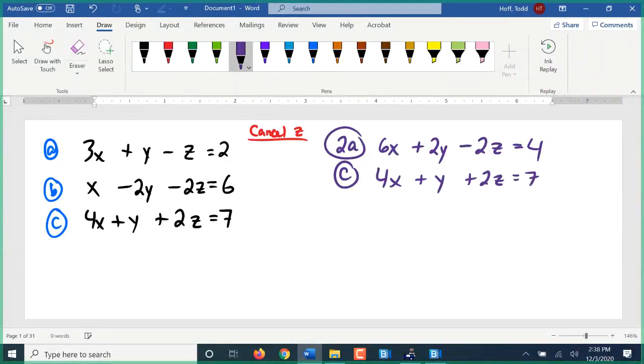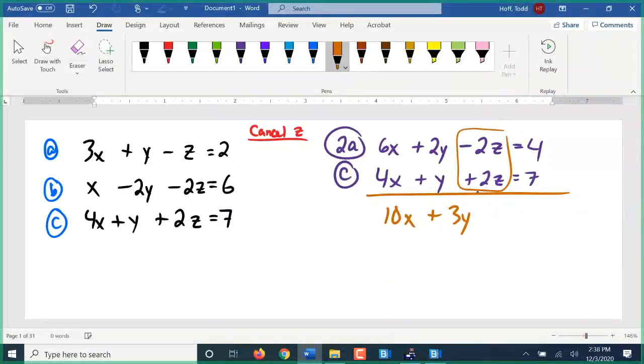So you can see why I used equation C, because I have a negative 2z and a positive 2z. They are going to cancel out. They're going to be eliminated when we do our addition. Let's do our addition. 6x plus 4x is 10x. 2y plus y is 3y. Negative 2z and positive 2z cancel out, equals 4 plus 7 is 11. So this is my first of my two variable equations.